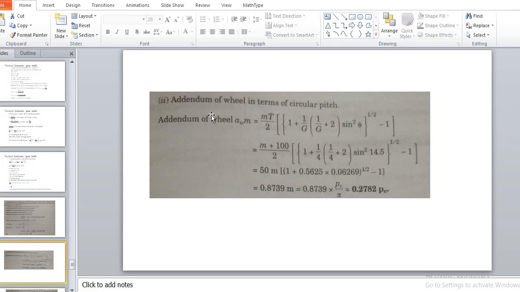They asked to find this in terms of the circular pitch. So this m is converted into circular pitch by considering PC is equal to pi m. Circular pitch is nothing but pi into m, so m is PC divided by pi, and this addendum of the wheel is now expressed in terms of the circular pitch.